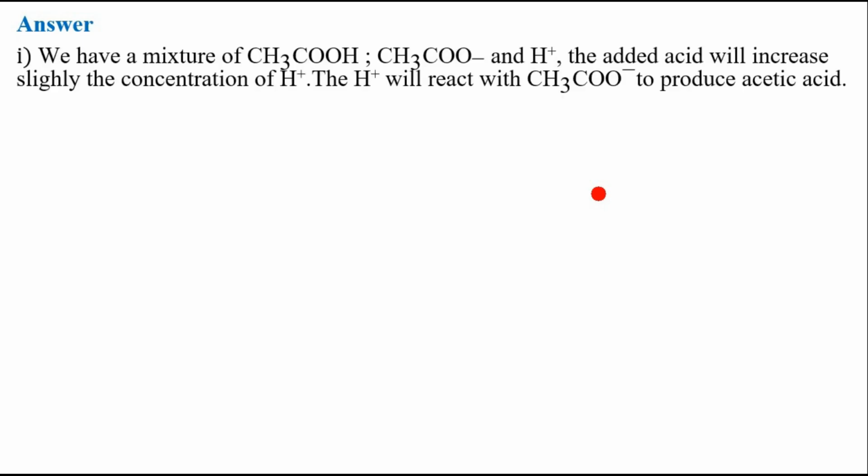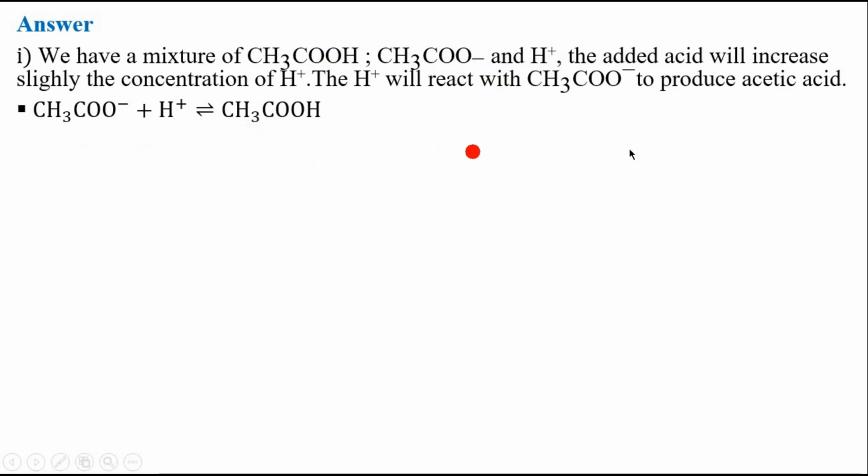Let's see, this question is theoretical. We don't need to calculate. Here we have a mixture of acetic acid, acetate ion, and H+. So what will happen if you add acid? This is the mixture that you have. We have the acetic acid, we have the acetate, and we have the hydrogen. That is what you have when you add the hydrogen.